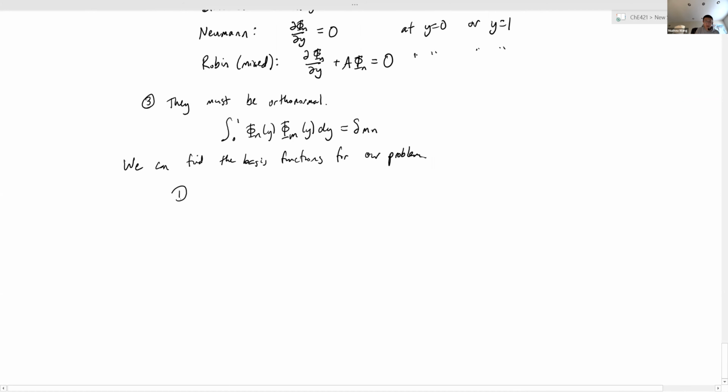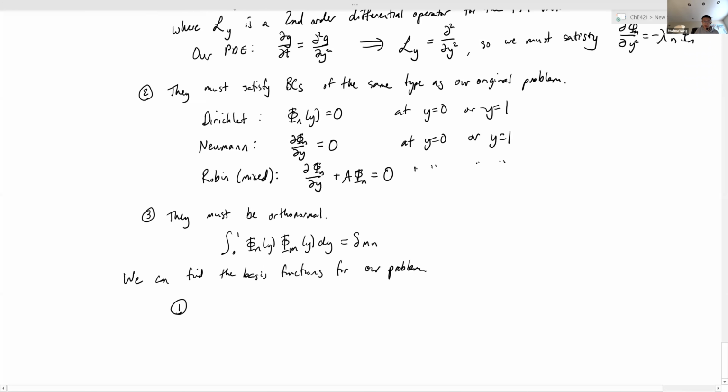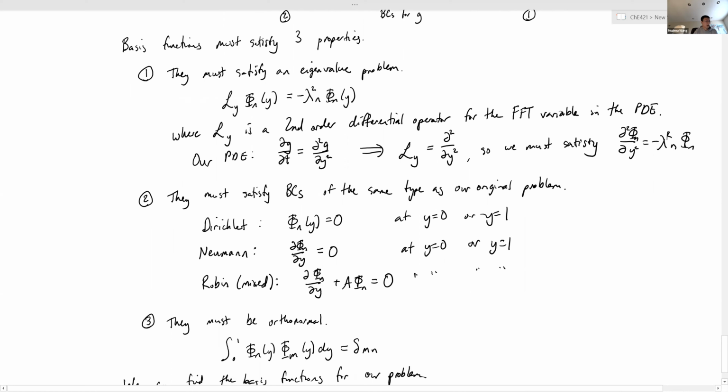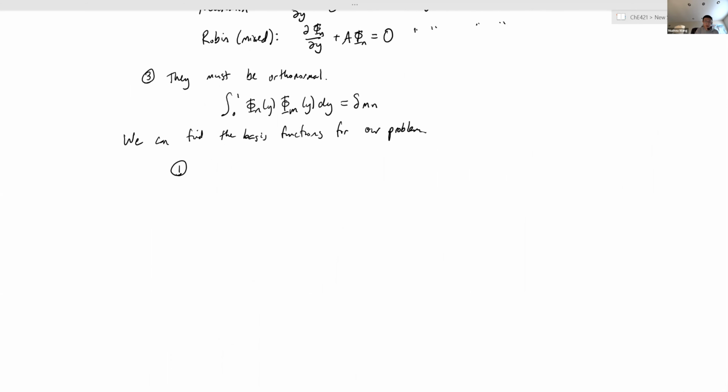The first property is that it has to satisfy this eigenvalue problem, okay? So in our particular eigenvalue problem, we basically have the second order differential operator, and so we have this, and it has to equal negative lambda n squared times phi n. This is an ordinary differential equation. You can solve it, right? And so let's go ahead and solve that. The second order differential equation looks like this.